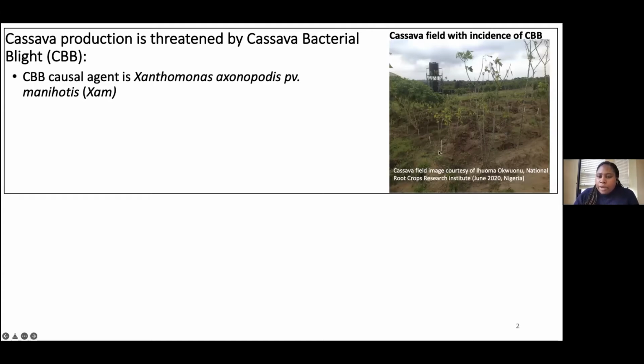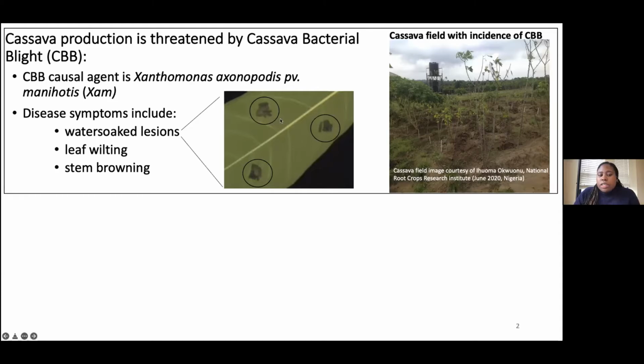Some of the disease symptoms for CBB include these water-soaked lesions that appear on the leaf. They're one of the early indicators of cassava bacterial blight. So they're these dark, wet spots that appear at the site of infection, along with leaf wilting, stem browning, and eventually death of the plant.